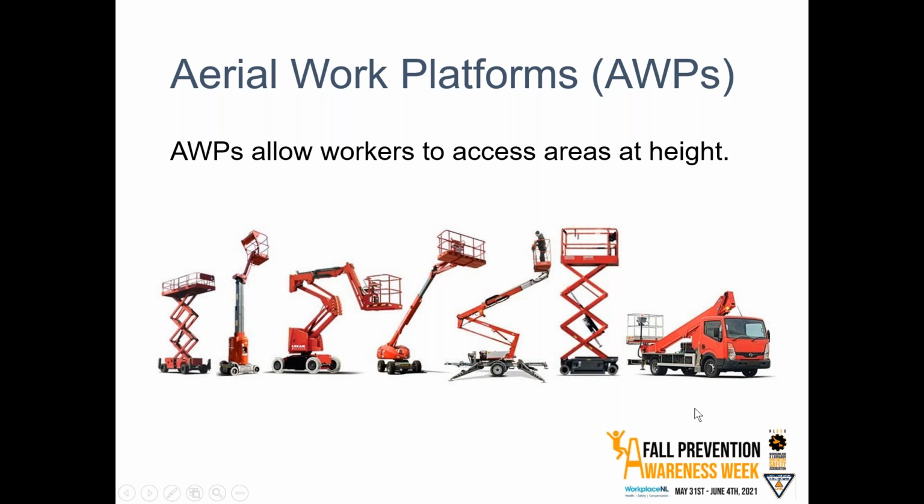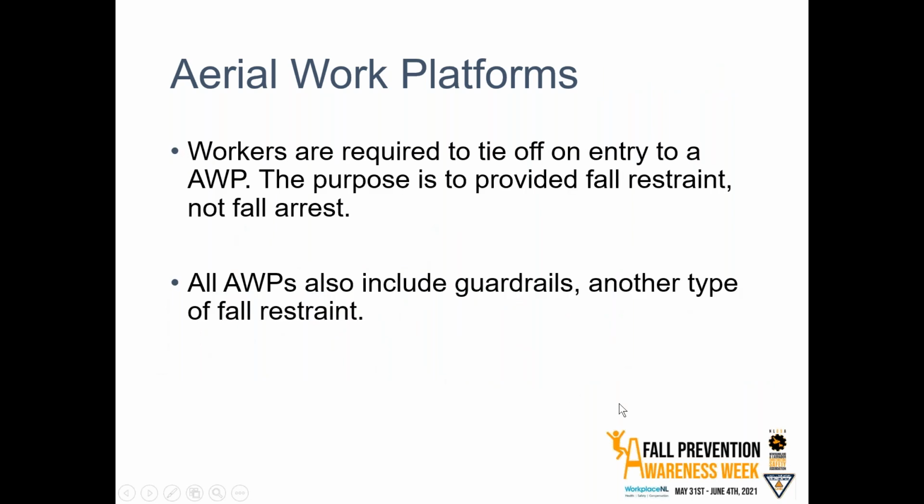So when using AWPs, there is a requirement that workers tie off on entry to the AWP. When you get in the basket or the bucket or whatever it is that you're entering into, that platform that's going to be elevated, you do have to tie off. I often get a lot of questions about the tie off, where they should tie off, whether or not it's safer to tie off to the platform or say some outside structure. So I wanted to chat a little bit about those types of questions.